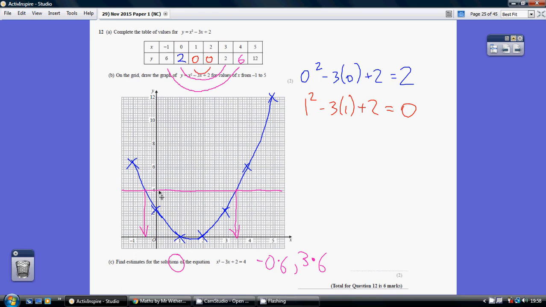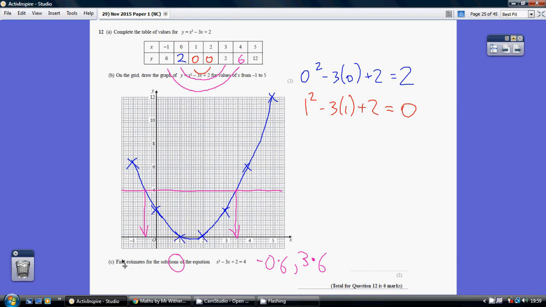So we now plot these points, minus 1, 6, 0, 2, 1, 0, 2, 0, and so on, giving us this positive parabola, or smiley face. Now be careful, don't give this a flat base. It is not a vase, so you must have it being curvy there.